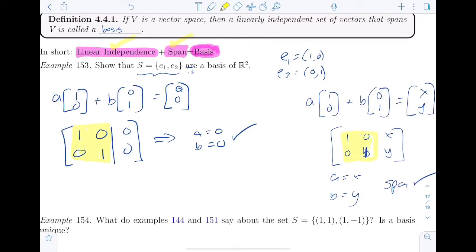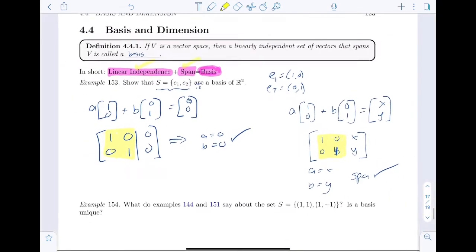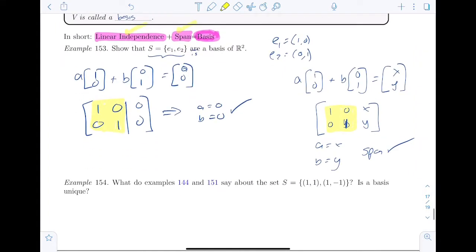It's a little more complicated than that when we run into a set that's a different number of vectors than the dimension of the space we're living in, but since I haven't defined that word yet.